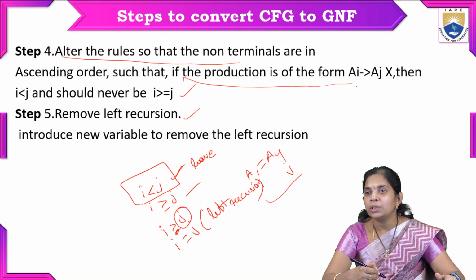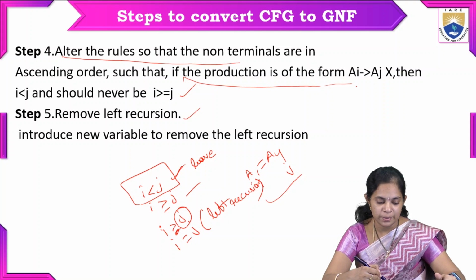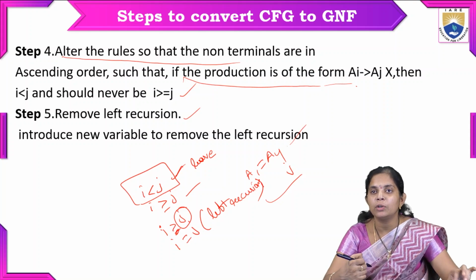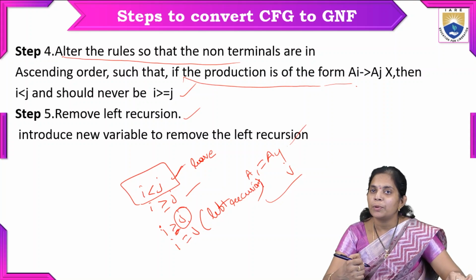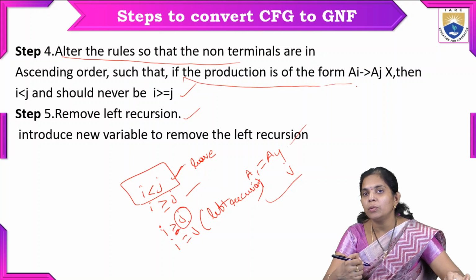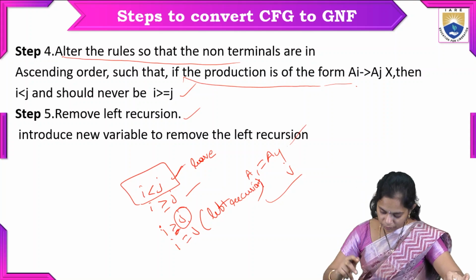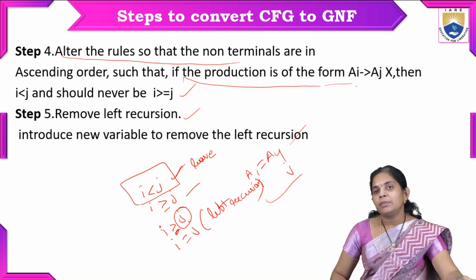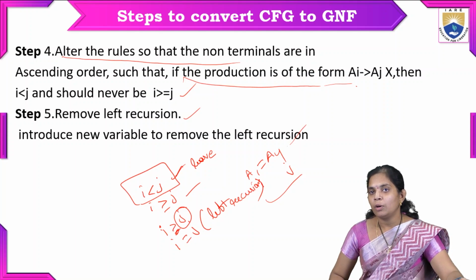How to remove that left recursion, we will discuss with the example. We introduce a new variable to remove the left recursion. So how will we perform this? We will introduce one new symbol into the production, then we will remove the left recursion. So these are the steps to follow to convert a context-free grammar into a Greibach normal form.